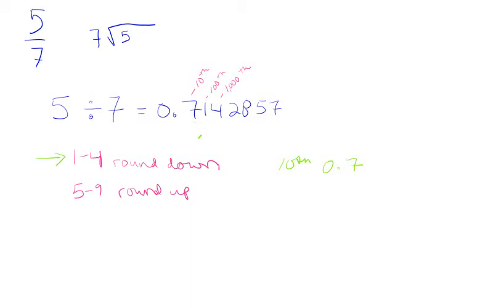Now let's take a look at it instead. If we were rounding to the nearest 100th, okay, so the number in the 100th position is the number 1. If we were going to round to that, we would look one number to the right, and that is a 4. That is still between 1 and 4. So we are not going to change the 1. If we were rounding to the nearest 100th, our answer would be 0.71.